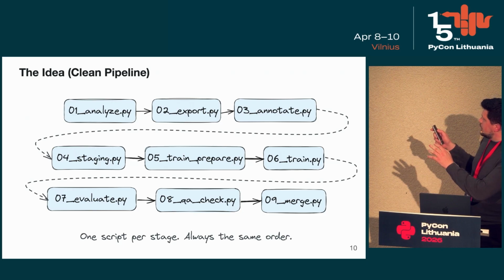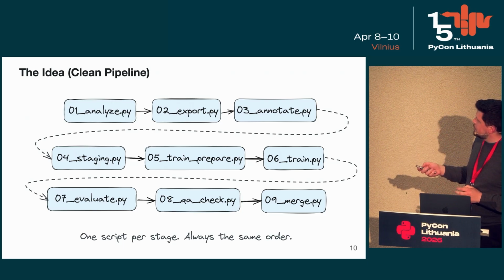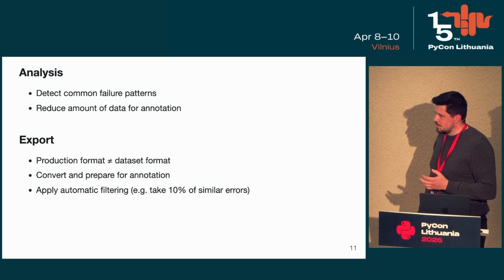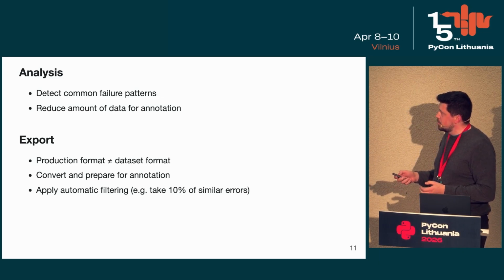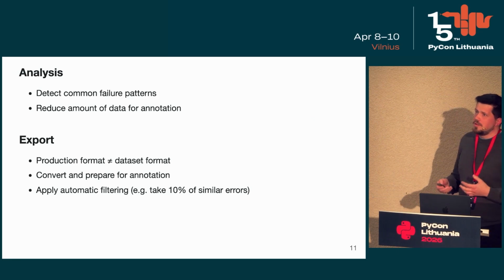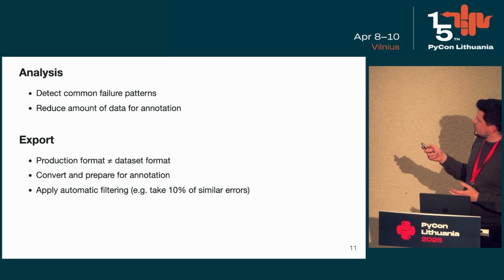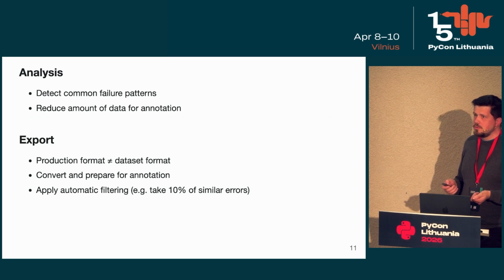So I would like to cover some of these processes, the most interesting ones, and give some practical insights, which I believe can be interesting. So first is analysis. Here we get data from production and we see, do we have any specific patterns? For example, if we are receiving a new type of containers or something like that, and should we actually annotate all data, or can we take just 200 from 2,000 and annotate them?